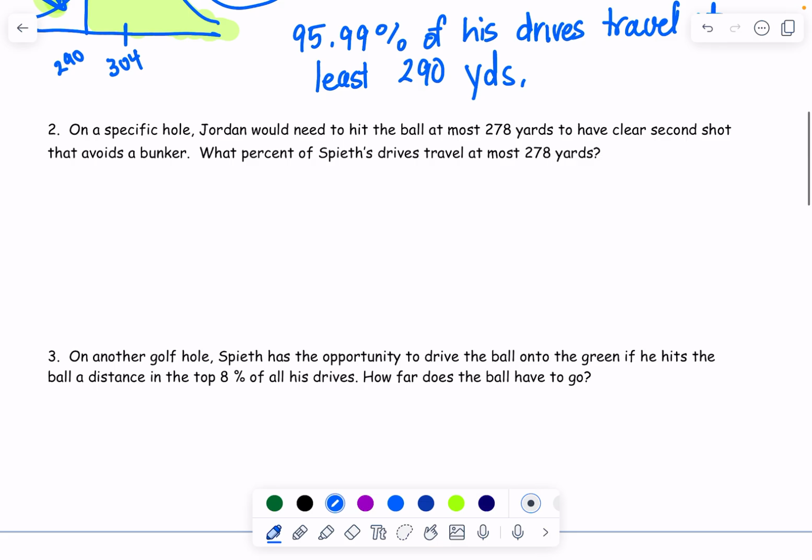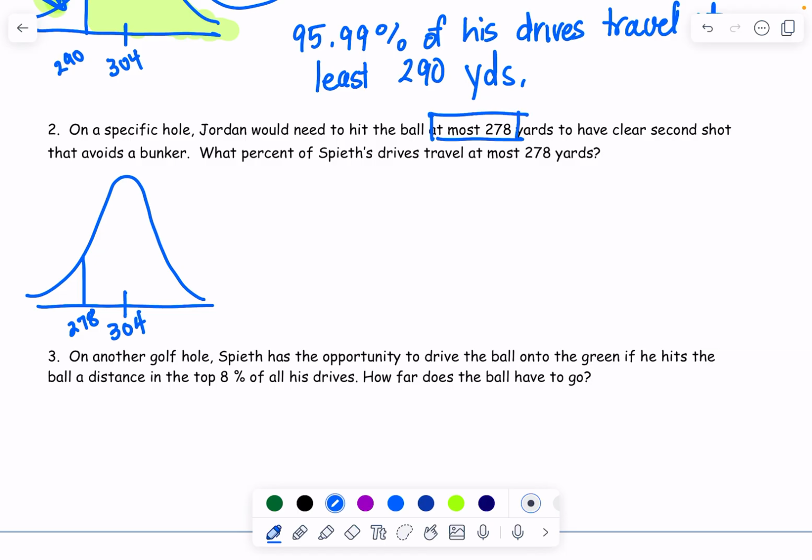My next question says, on a specific hole, Jordan would need to hit the ball at most 278 yards to have a clear second shot that avoids a bunker. What percent of Spieth's drives travel at most 278 yards? Now this is a little different. At most means that's the most it can travel, so I am referring to those values that are lower. I'm going to work this the same way. I'm going to find the z-score, or how many standard deviations below the mean a drive of 278 would be. When I subtract, 278 minus 304 divided by 8, I get negative 3.25, which doesn't surprise me.